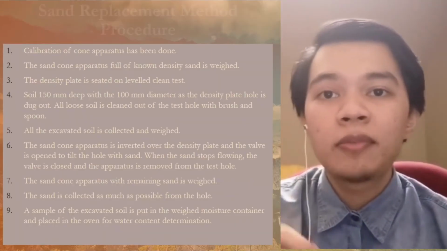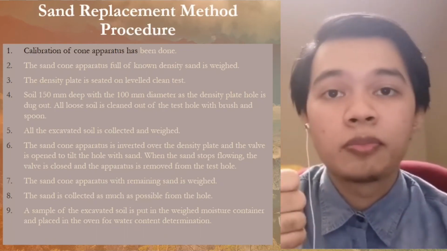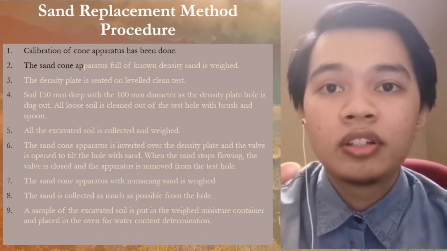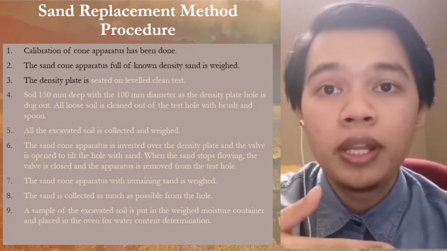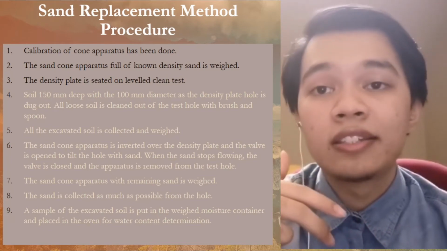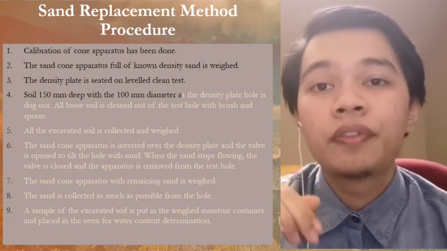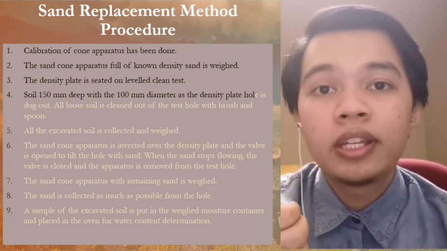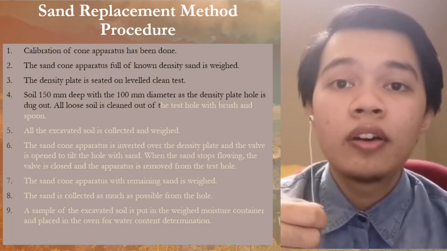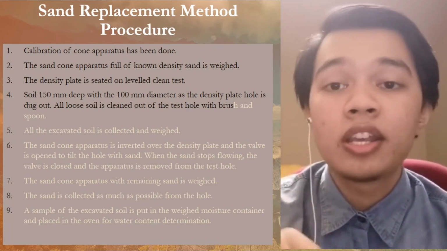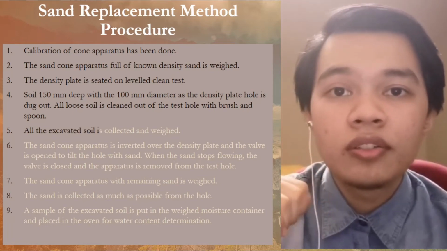Okay, for the sand replacement method procedure: first, calibration of the cone apparatus is done. Second, the sand cone apparatus with known density sand is weighed. Third, the density plate is set on a level, clean test area. Fourth, soil 150 mm deep with a 100 mm diameter, as the density plate hole, is dug out, and the loose soil is cleaned out of the test hole with a brush and spoon. Number 5, all the excavated soil is collected and weighed.